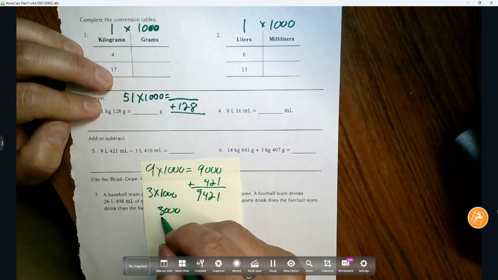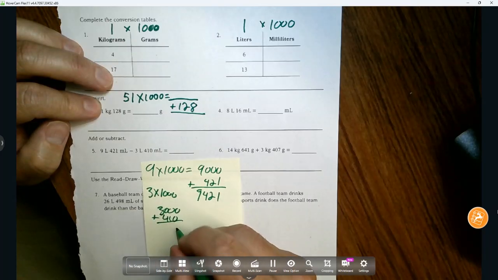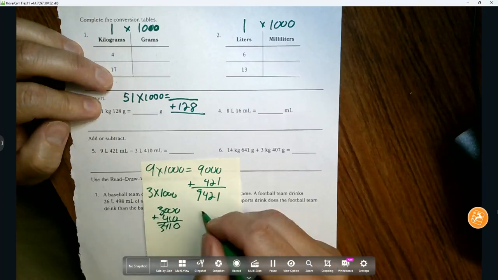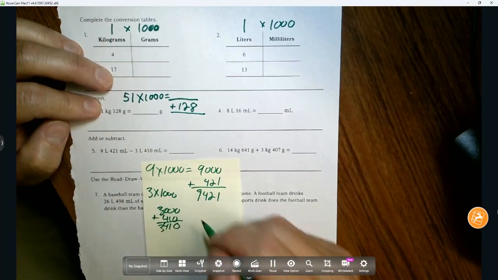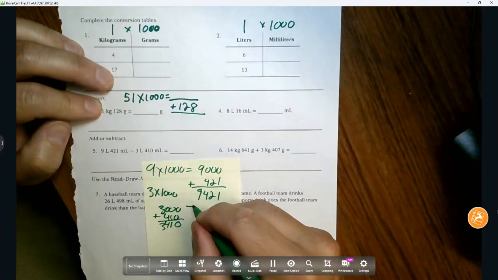So we're going to take that 410 milliliters there and add both of these together. So if we add, we get 3,410. So now we want to know the difference when we subtract. So we're going to subtract.